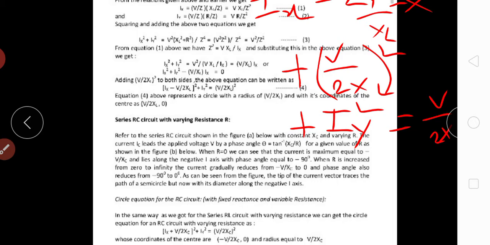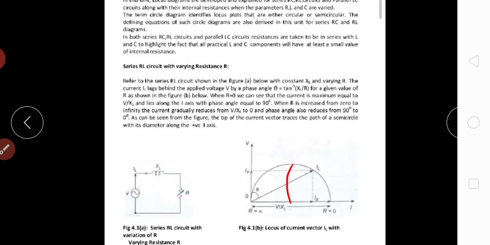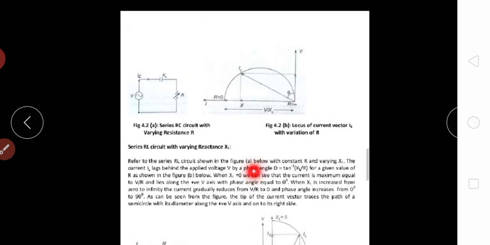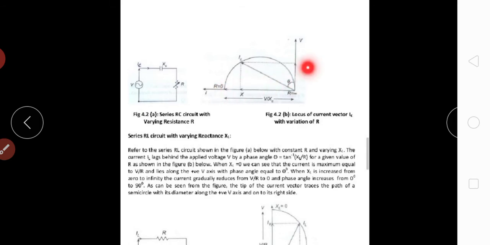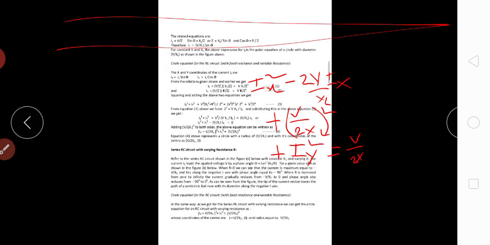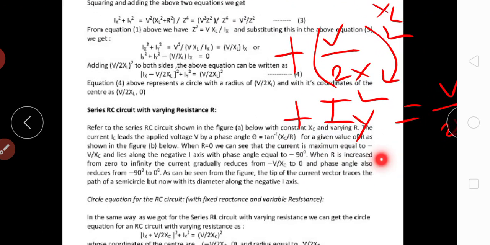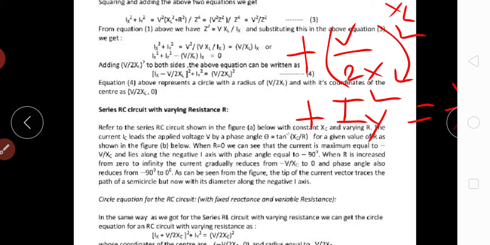So we know that current I equals V by square root of R square plus XC square. When R equals 0, current I equals V by square root of XC square, which equals V by XC, and it lies along the negative I axis. Phase angle equals minus 90 degrees. When R equals 0, the current leads the voltage by an angle of 90 degrees. So when R is increased from 0 to infinity, the current gradually reduces from minus V by XC to 0 and the phase angle also reduces from minus 90 degrees to 0.